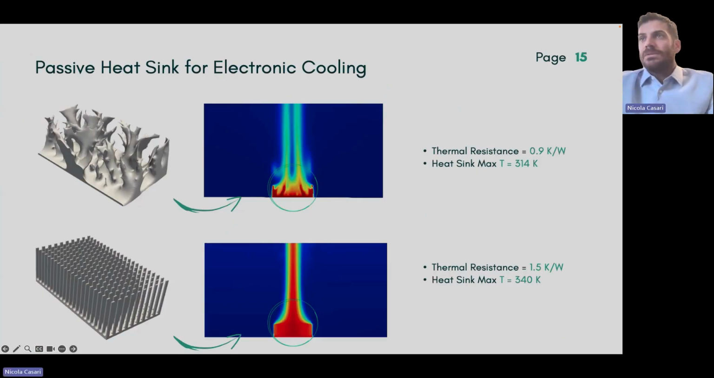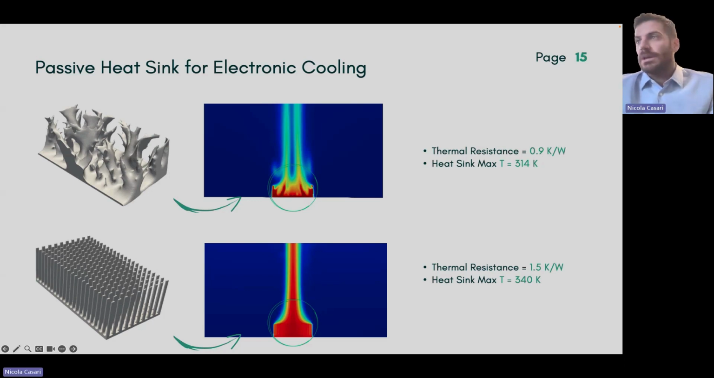An example of the optimization and the optimal level you can reach by using Toffee is provided in the slide. On the bottom, you can see a more conventional shape. It's a pin heat exchanger. It's quite largely used in the industrial context for natural convection. An analysis of this specific geometry provides a thermal resistance of 1.5 Kelvin per watt, and this translates in a maximum heatsink temperature of 340 Kelvin.